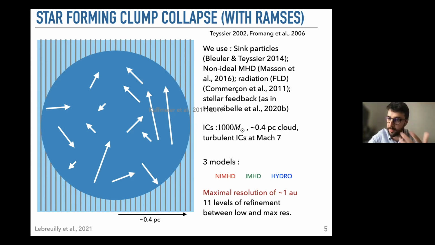We have run 3 models. One model with pure hydrodynamics, similar to the calculation of Matthew Bate. One model with ideal MHD, so we consider the magnetic field, but the coupling between the magnetic field and the gas motions is perfect. And a third model with non-ideal MHD, where we included ambipolar diffusion. And we self-consistently zoom according to the Jeans length up to 1 AU.